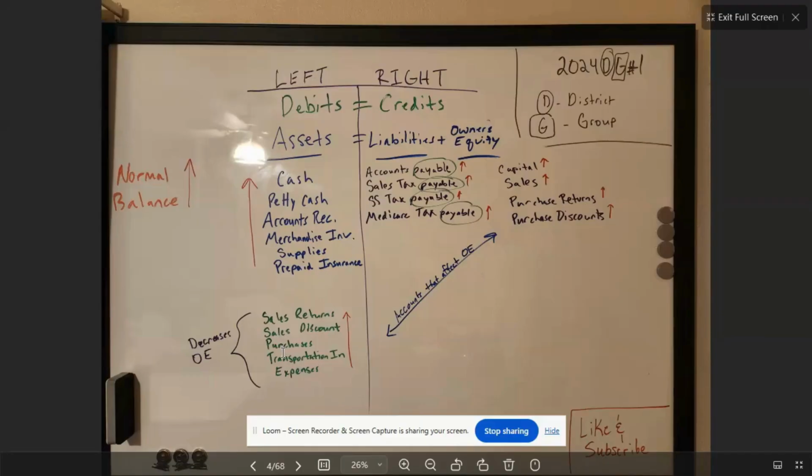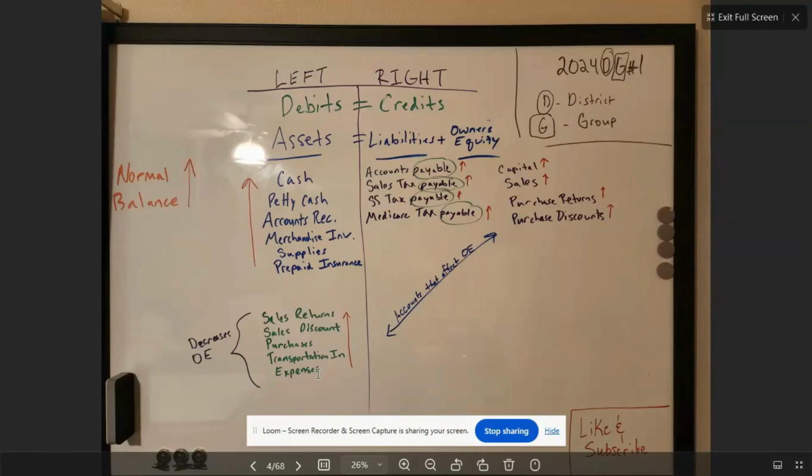Then we have transportation in. This goes along with purchases because it's usually the freight or the shipping that we pay for the cost of merchandise to be delivered. So that obviously is going to decrease owner's equity. So the normal balance is going to be a debit.